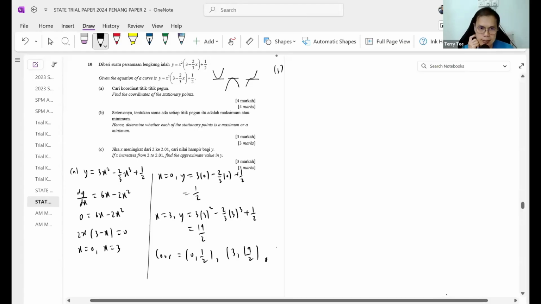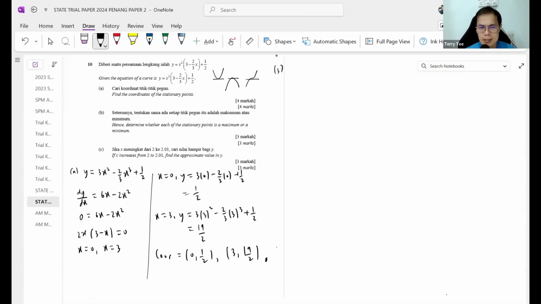Part B, hence, determine whether the stationary point is a maximum or minimum. Now, remember, we can compare the tangent or we can use second order differentiation. For me, second order differentiation is easier. So I'm going to differentiate one more time. Take your dy/dx here, differentiate for the second time. Differentiate 6x, you get 6. Differentiate minus 2x squared is negative 4x.